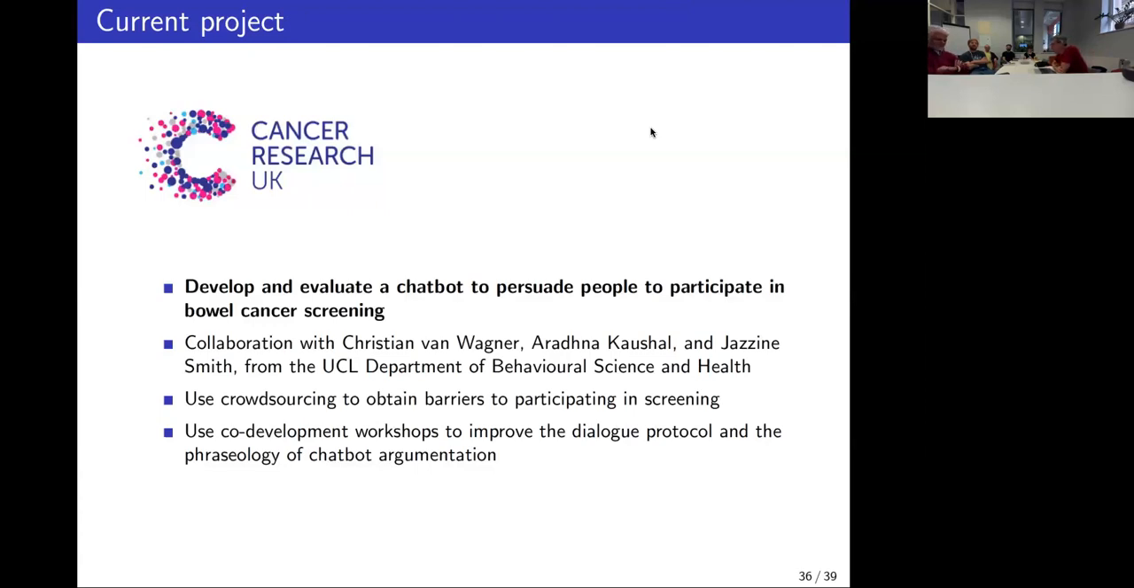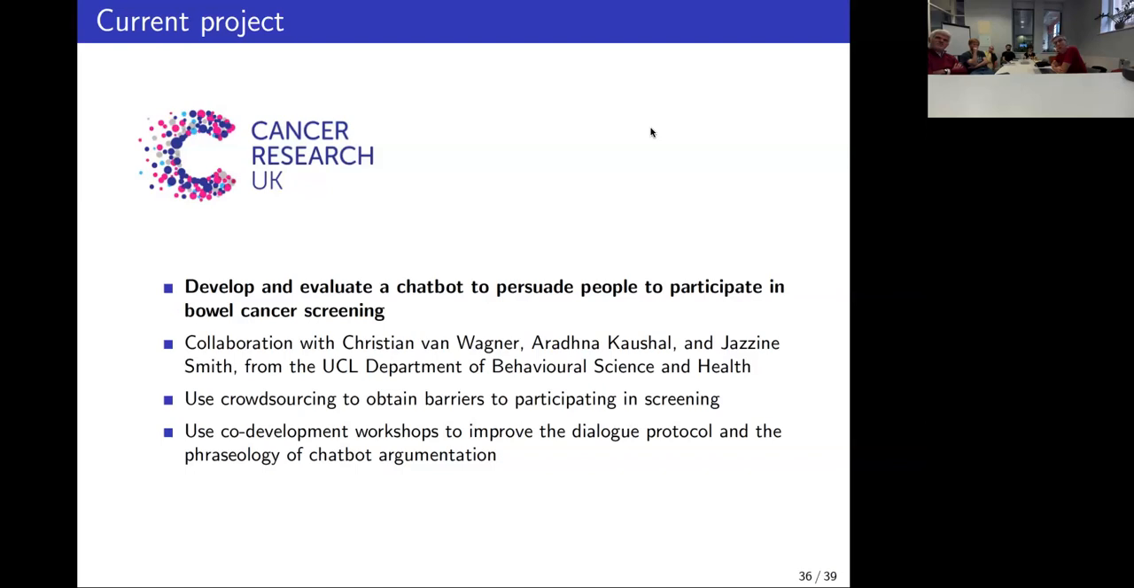Okay, so I'm coming towards the conclusion. We've got our current project, funded by Cancer Research UK for 12 months. As the first bullet point says, what we're trying to do is develop and evaluate a chatbot to persuade people to participate in bowel cancer screening. The idea is there's a simple test that you can do at home, and it's very good for screening people. And a lot of people don't take advantage of it.